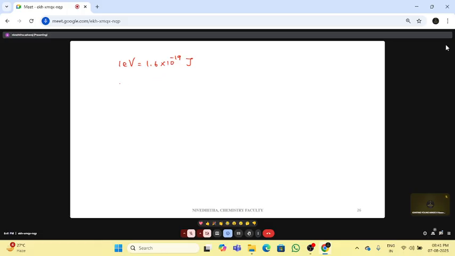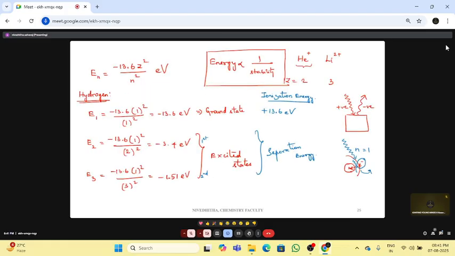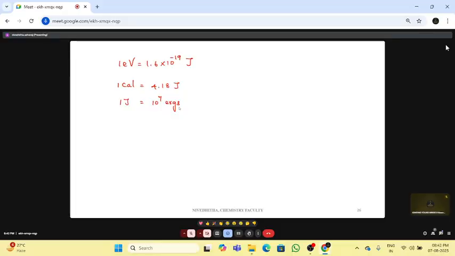Okay. And similarly, 1 calorie is equal to 4.18 joule. And also 1 joule is equal to 10 power 7 ergs. So you can use either electron volt or joule or calorie or ergs to express the value of energy. Okay, so memorize only this formula. If you calculate it in electron volt, you can always convert to the rest of the units. Okay, and this is the formula to calculate the energy of the electron according to Bohr. Now we'll move on to radius.